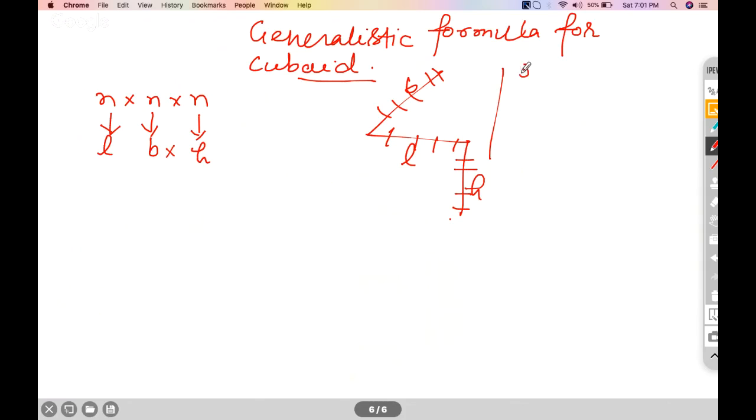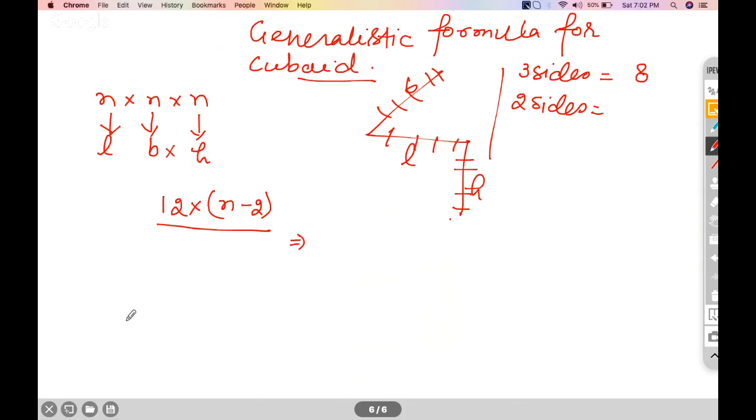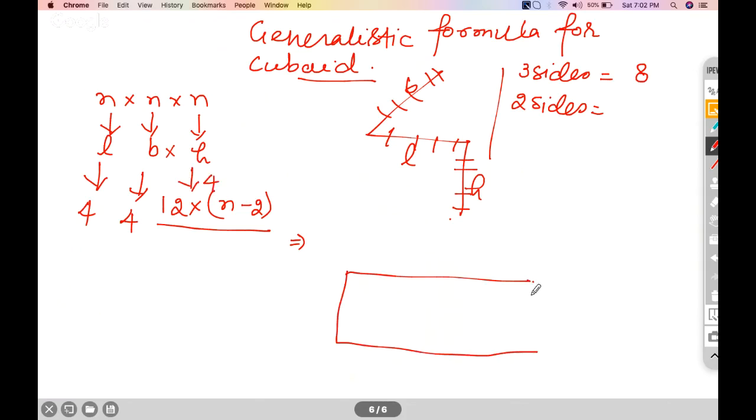3 side painted would be 8. 2 sides painted would be, what I was doing in cube, if you have written down the formula in cube, I did 12 into n minus 2. So it would not be 12 into n minus 2. It would be, try to understand, 4 sides would be for length, 4 sides would be for width, and 4 sides would be for height. Let me make it for you so that you can understand it.